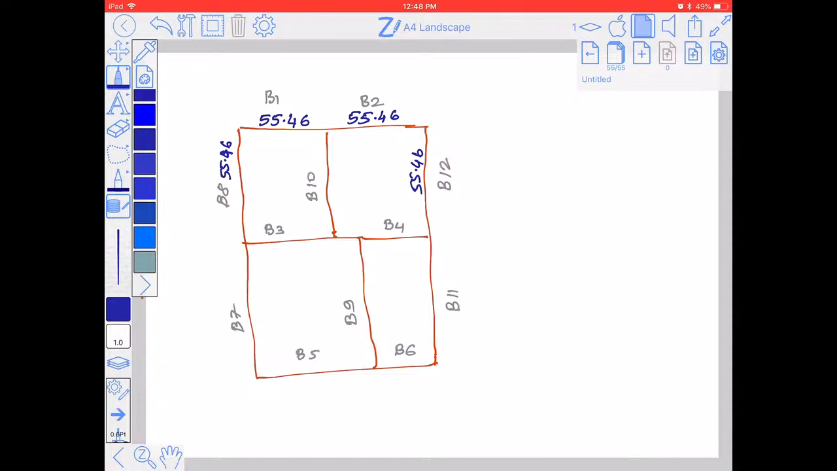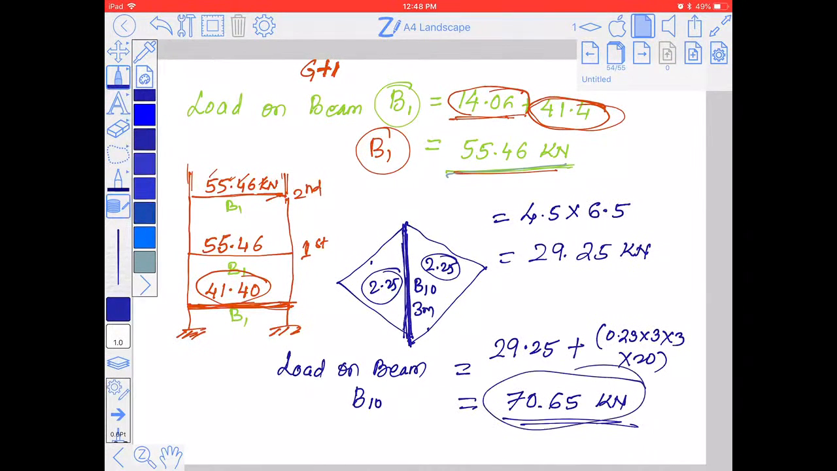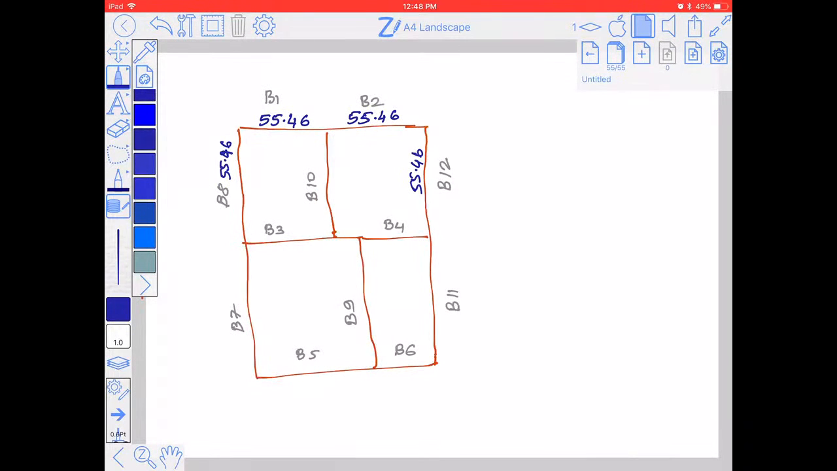Now when it comes to B10, how much did you get? 70.65. Now I need to find the total load. First I need to find the total load on B7, B9 and B5. Before B3 and B4, I need to find B7, B5, B9 and B11. You know how to calculate how exactly the triangle is taken into consideration.